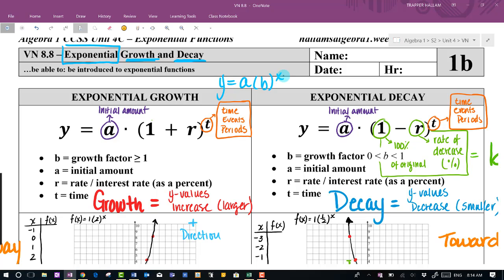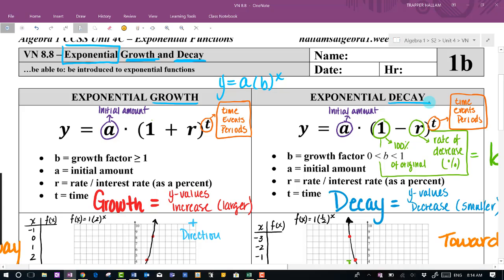So it's not like a linear where it's a constant change. It doesn't increase the same amount. This one gets larger and larger and larger as it goes up, or smaller and smaller and smaller as it decreases. If it gets larger, we call that an exponential growth, and if it gets smaller, we call it an exponential decay. Again, stuff you're familiar with.